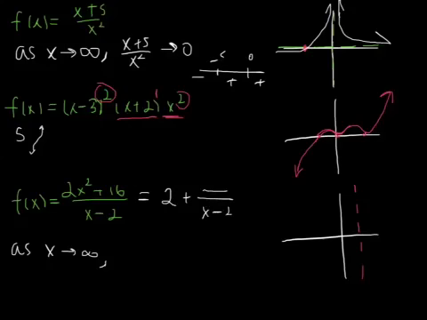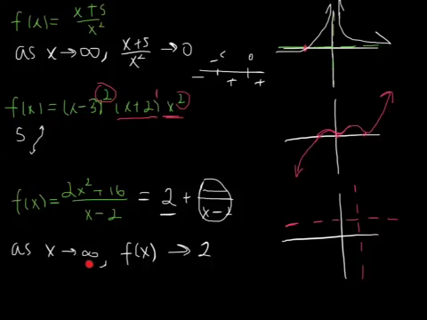So as x approaches infinity, this function f of x, what's going to happen to it? Notice that as x approaches infinity, this last part will tend towards 0, so I'll be left with 2. So my function will approach the value 2. So that's my horizontal asymptote. And at this point, it's important to consider whether this is happening as x approaches positive infinity, and if the same thing happens when I approach negative infinity.